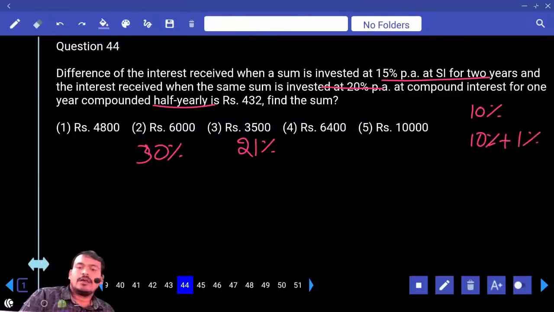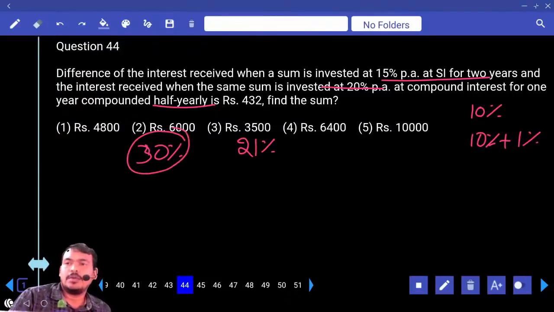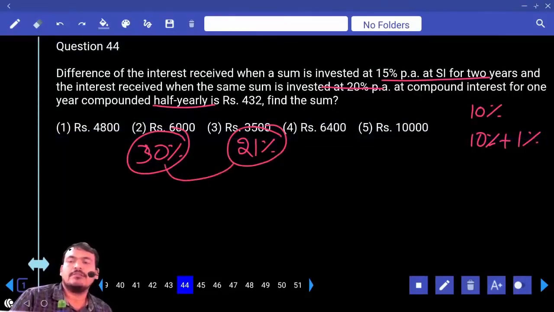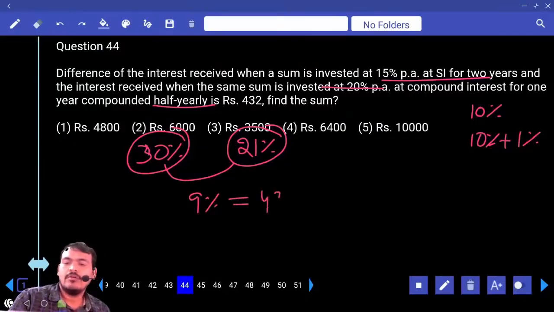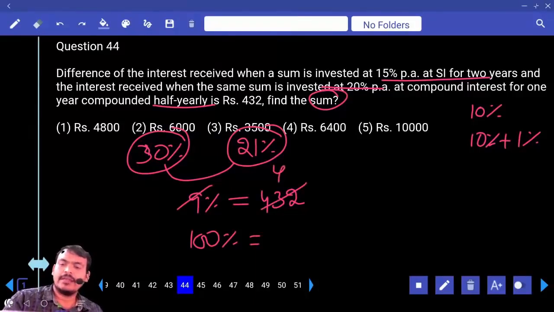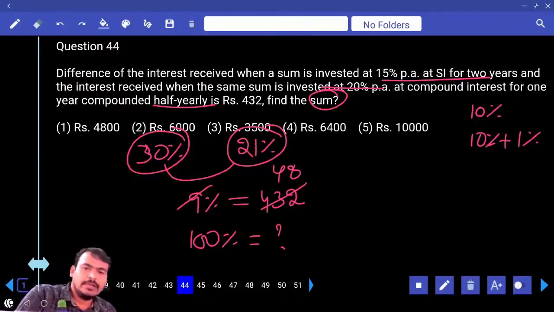What is the simple interest for 2 years? 30%. Compound interest for 1 year? 21%. What is the difference? 9%. But in place of 9%, 432 is given. We require the sum, which is 100%. 9 how many times gives 432? 48 times. So 100% is 4,800. The answer is 4,800.